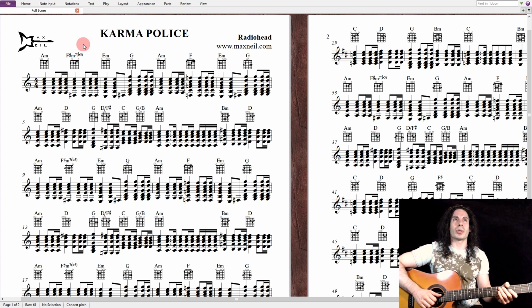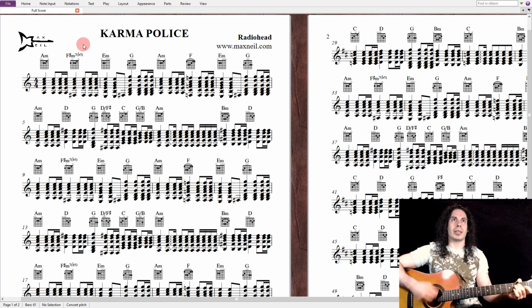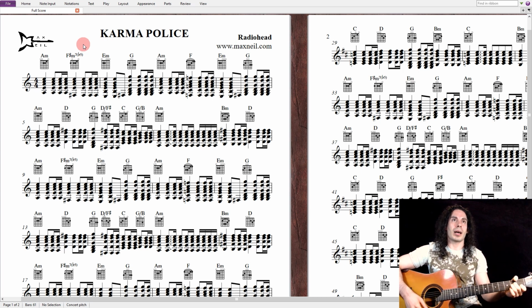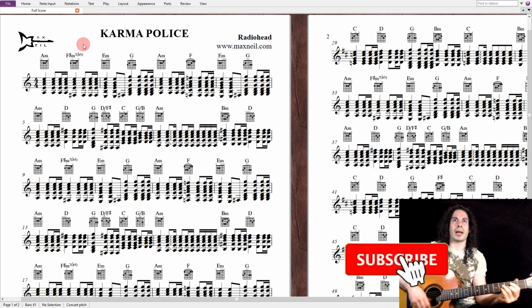Okay, let's begin. So I'm going to play the first few measures to see what key we are in, and it goes A minor, F sharp minor 7 flat 5, E minor, G, A minor, F, E minor, A minor, D, G, D, C, G over B, A minor, B minor, and D.